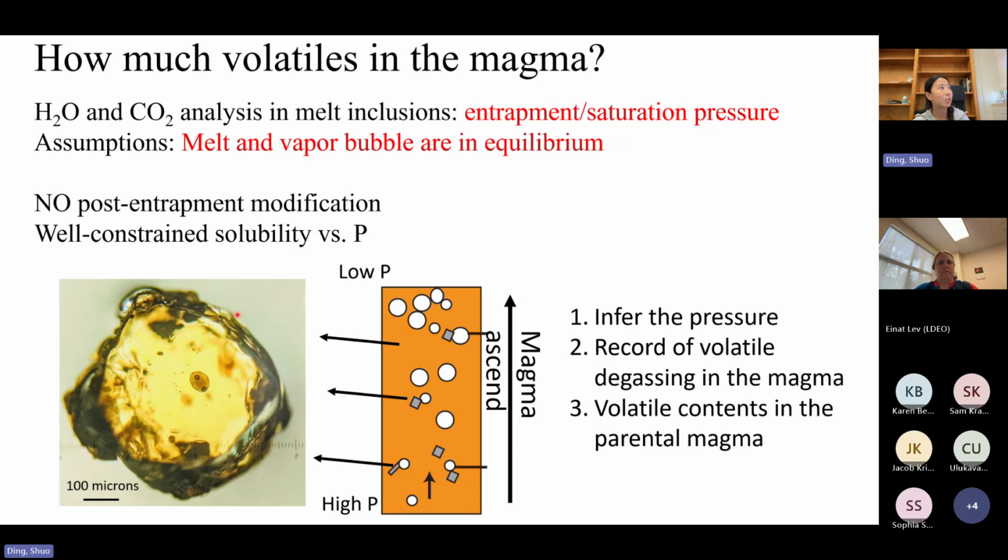And again, if we measure CO2 and water in this melt inclusion and then calculate the saturation pressure, that can give us pressure information of the plumbing system. If a melt inclusion is entrapped really deep, or if we analyze a lot, the least degassed melt inclusion can give us information about volatile concentration in the parental magma.